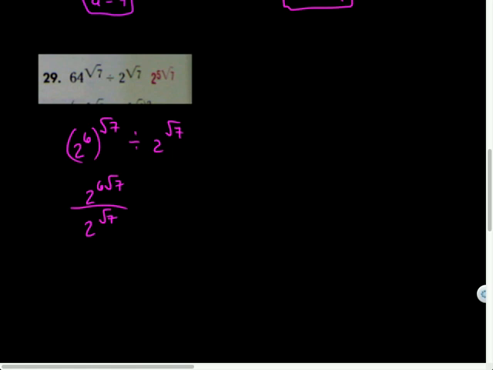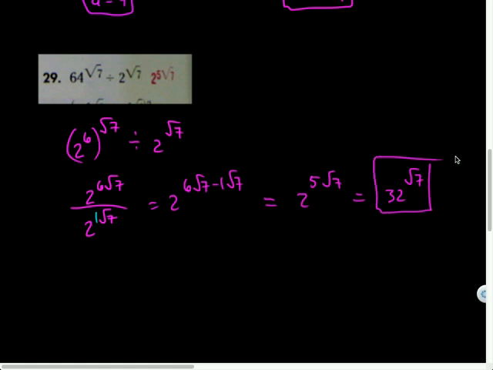And then I could subtract the exponents. So I've got 6 roots of 7 minus 1 root of 7. So that's just going to be 2 to the 5 roots of 7. Which, if I wanted, I could do the 2 to the 5th portion and get 32 to the square root of 7. The book apparently liked this answer better. But recognize both of those either way.